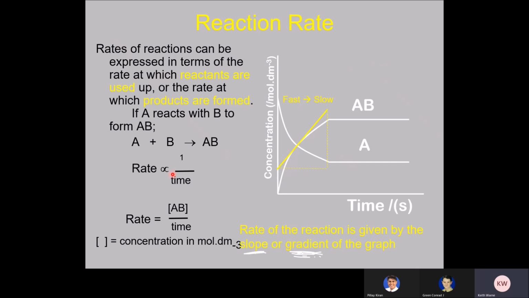When you see square brackets like that, you need to know that what we're talking about is the concentration of that substance, and usually in moles per decimeter cubed. I don't know why that decimeter cubed symbol went to the bottom. It should be up.